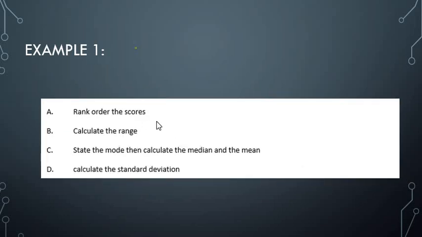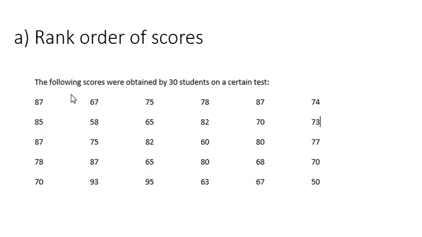In terms of rank order of scores, it's important that items are arranged in some type of order. When dealing with rank order of scores, it's important that they're actually in descending order, from the highest to the lowest. So that is our goal. Now the highest number, the highest score, we'll have to check it out first.